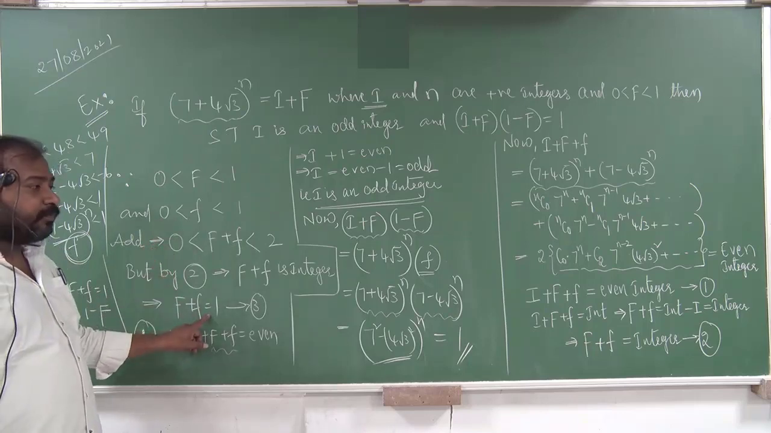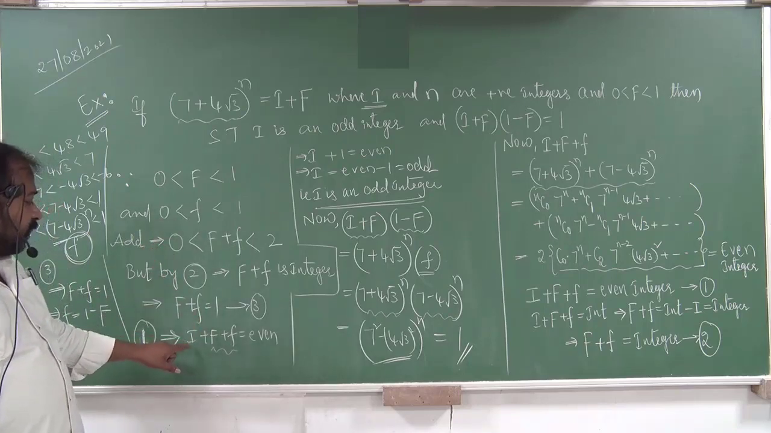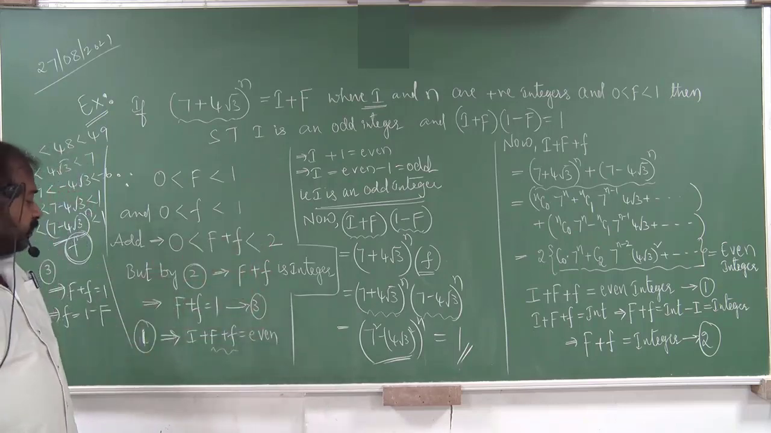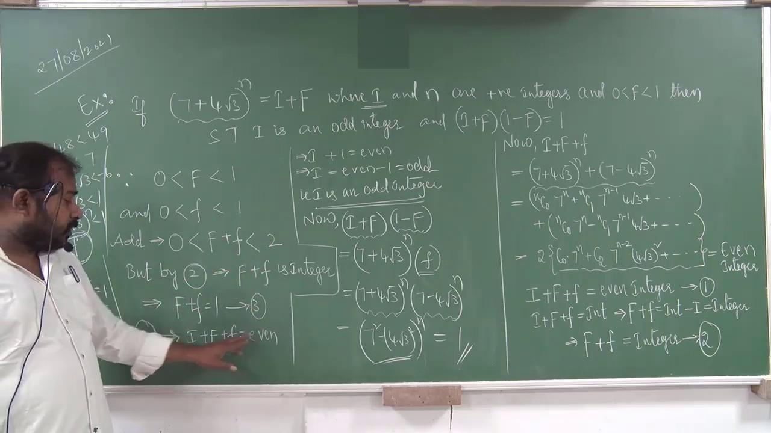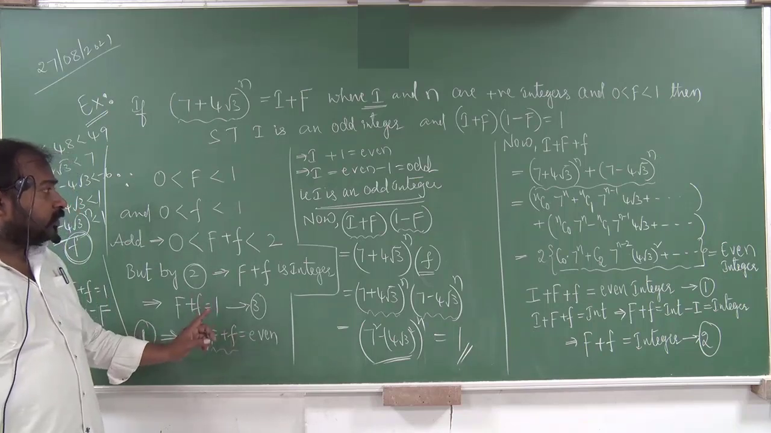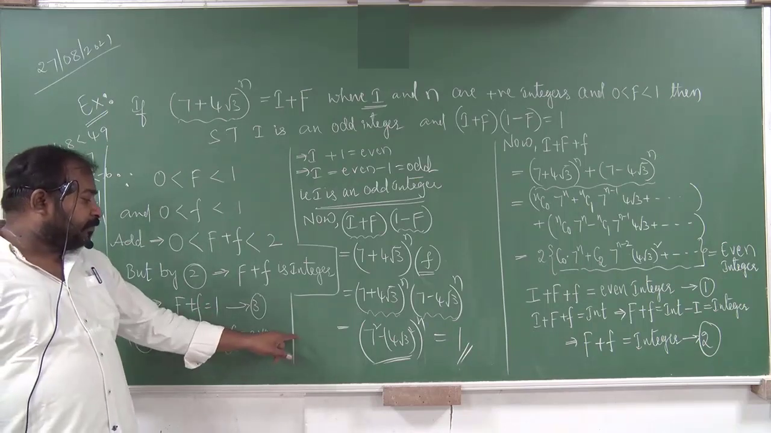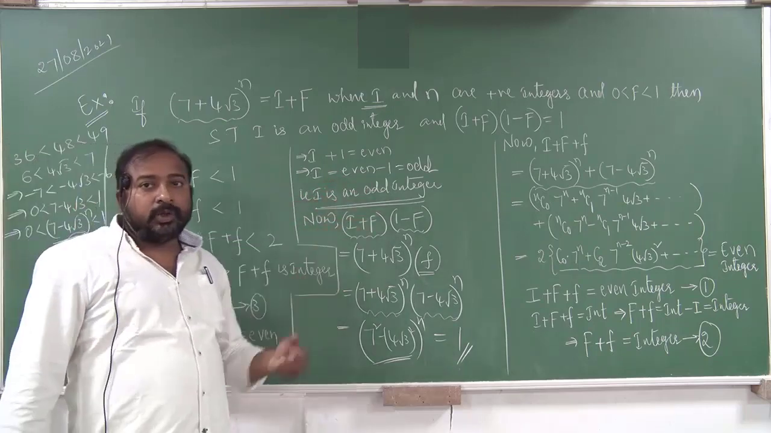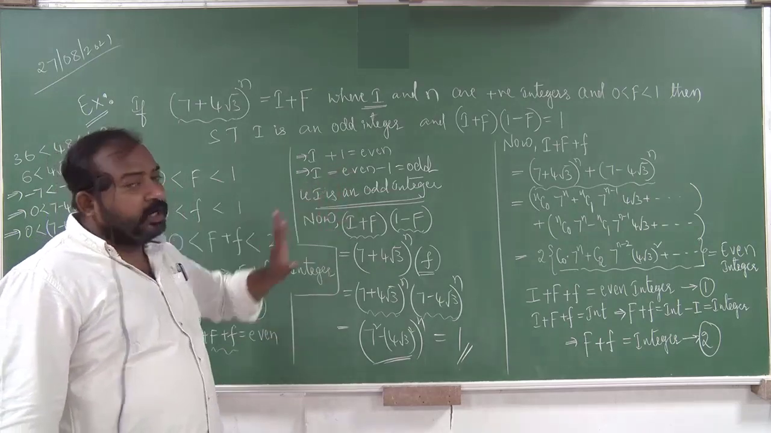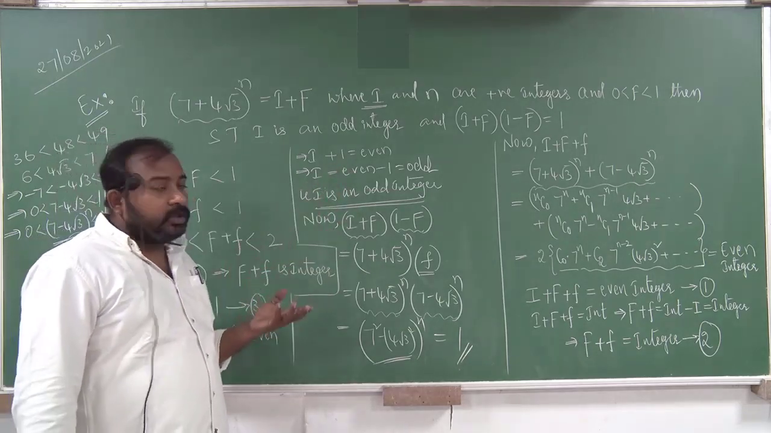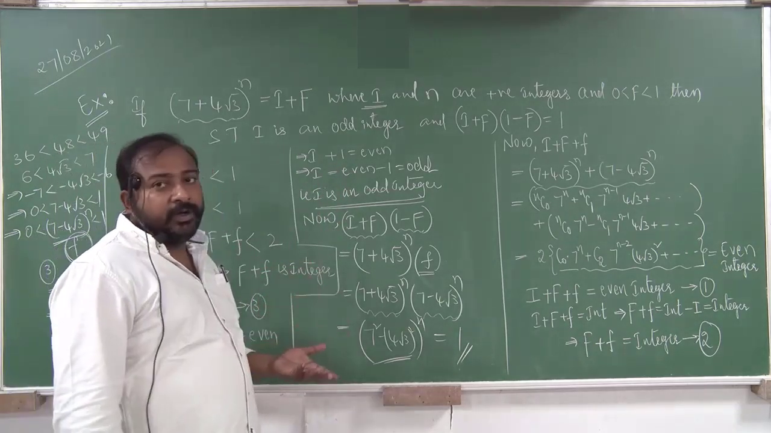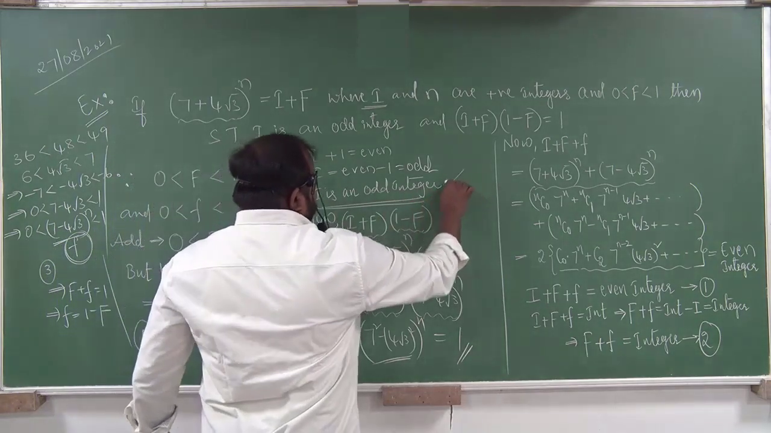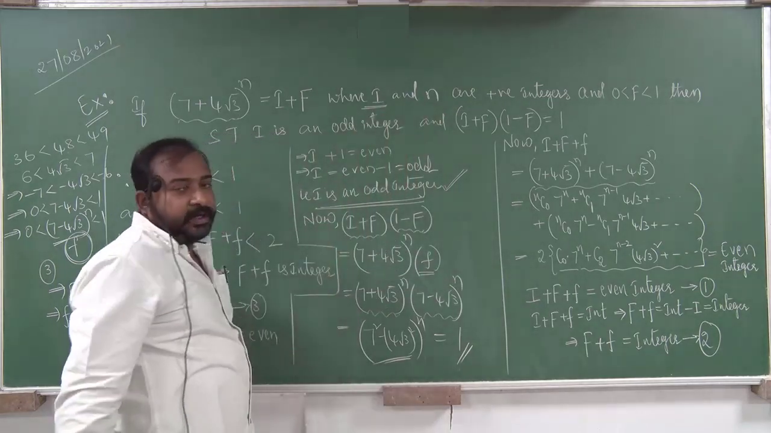So this is the value. Now I plus capital F plus small f is equal to, as the first equation says, an even integral value, but capital F plus small f is 1. So bring this value to this side, then I is equal to even minus 1. Automatically, if you subtract 1 from an even integral value, you will get an odd integral value. So automatically I is an odd integer. So this is the first part, it is completed.